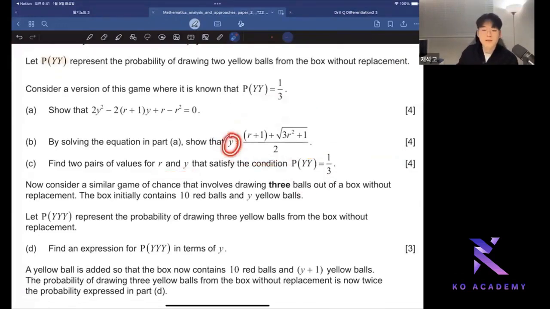It has to be a positive integer, so that means the square root shouldn't be left over, right? What are we supposed to base our findings on? We're using this as a reference point. Just to note, both R and Y are positive integers, right?